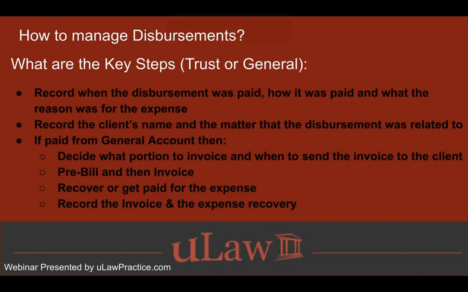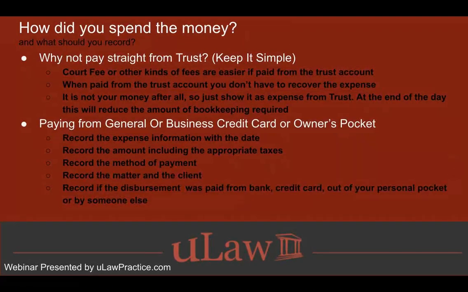So before you raise an invoice, it's always recommended to do a pre-bill, and it's recommended to also determine how you are recording it. Are you recording it as paid from trust, or paid from general, or paid from credit card? These are to be determined based on how it was actually paid, right? So that's the first point, how it was paid and what was the reason for the payment. So these are what you need to keep in mind when you're trying to record a disbursement.